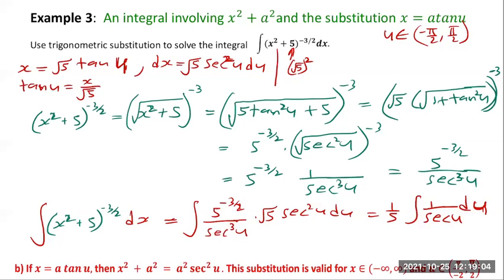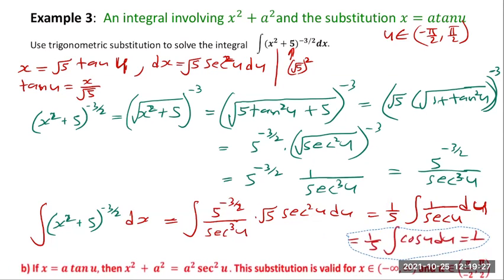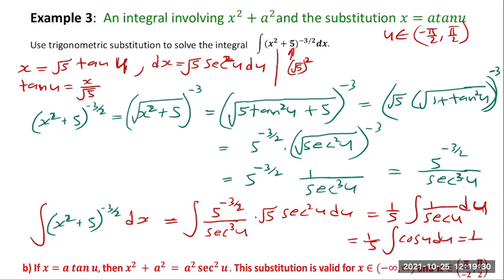Okay, so now you need to figure out how to integrate this one. It's not bad. 1 over secant u is cosine u, pardon me. 1 over 5 times integration cosine u du, which is equal to 1 over 5 times, let me push this a little bit to the left.